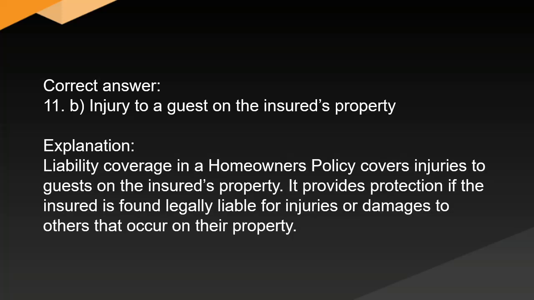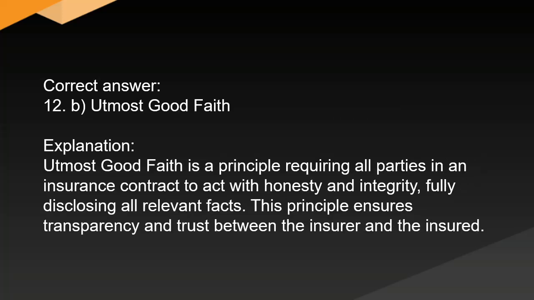Correct answer. B. Injury to a guest on the insured's property. Explanation. Liability coverage in a homeowner's policy covers injuries to guests on the insured's property. It provides protection if the insured is found legally liable for injuries or damages to others that occur on their property. Correct answer. B. Utmost good faith. Explanation. Utmost good faith is a principle requiring all parties in an insurance contract to act with honesty and integrity, fully disclosing all relevant facts. This principle ensures transparency and trust between the insurer and the insured.